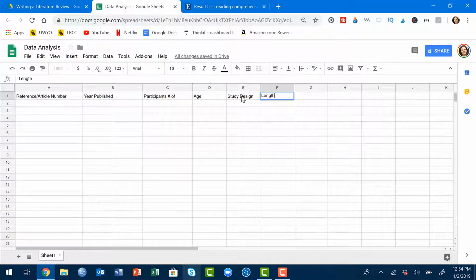I want to know length. Now for my question, let me back up. When I say length, I want to know, did this last 2 months, 2 weeks, 2 years? How long did this last? Was this a longitudinal study?